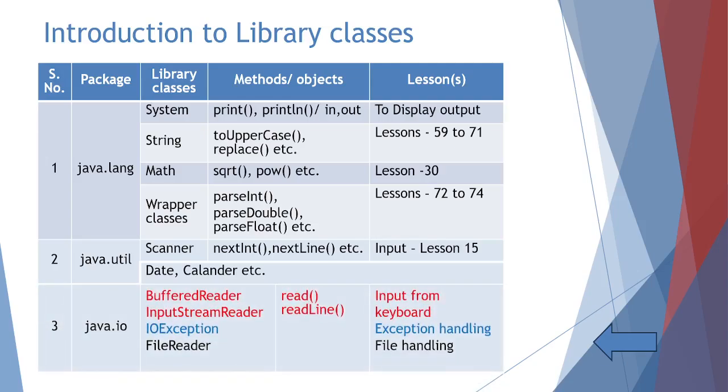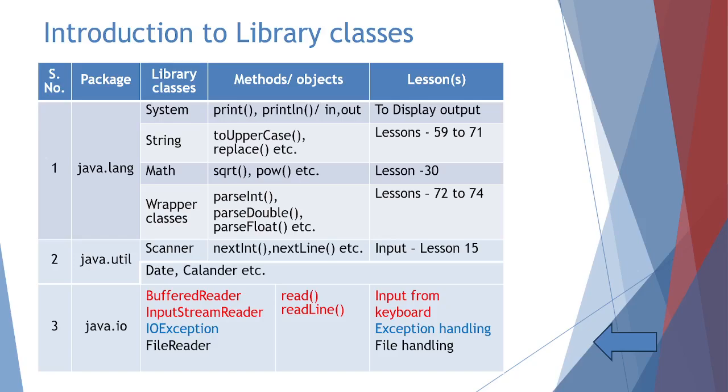Now, another package, java.io, input output, we are going to discuss in this particular video. Java.io has several library classes. 3 important library classes which will be discussed in this video are BufferedReader, Input Stream Reader, IO exception. And there is another one, File Reader. In the coming videos, I'll explain.